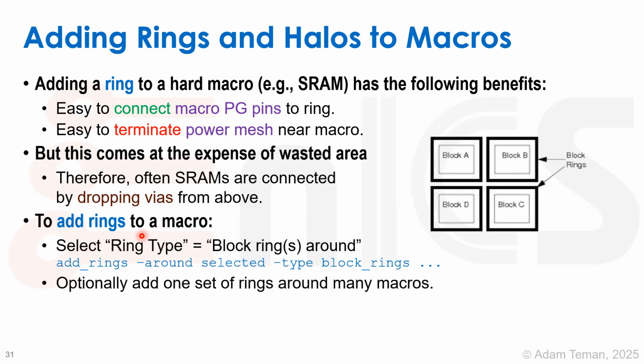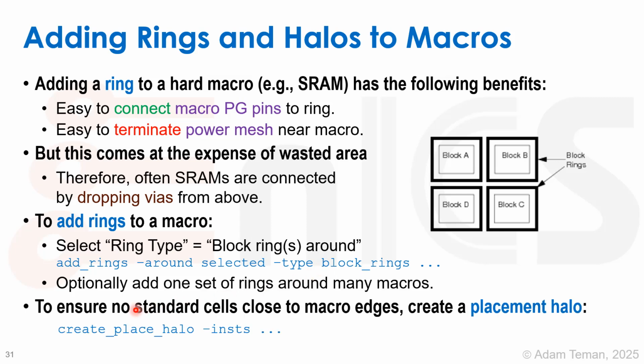Okay. To add rings to a macro, we're going to use the add rings command, or you do it from the GUI. We can do something like add rings minus around selected minus type block rings, and the block rings are this type of a thing that goes around it. We can put a ring around all of them. We can put a ring only on several sides. So there are, of course, a lot of options in the add rings command, or we can use the GUI and do it with a more visual type of a tool.